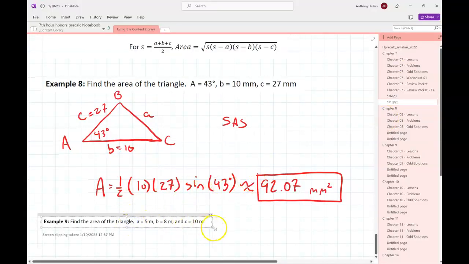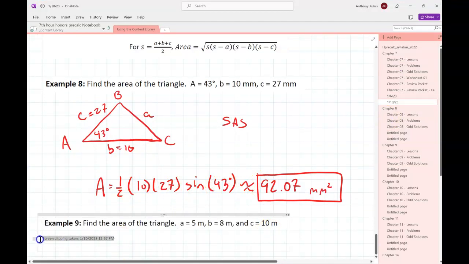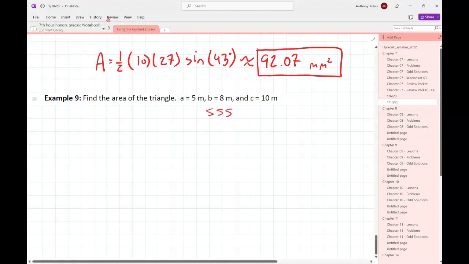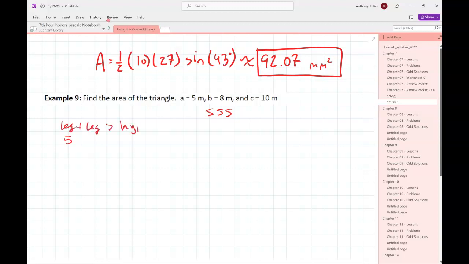Okay. So Joe, as to your question, let's do another example. What situation is this? Side side side. So if I'm going to do this, I should be able to use that new formula we just generated. Before I do that, though, what do I need to do? I have to check to make sure this triangle is possible. So again, leg plus leg has to be greater than the hypotenuse. 5 plus 8 is greater than 10. So I am okay there.